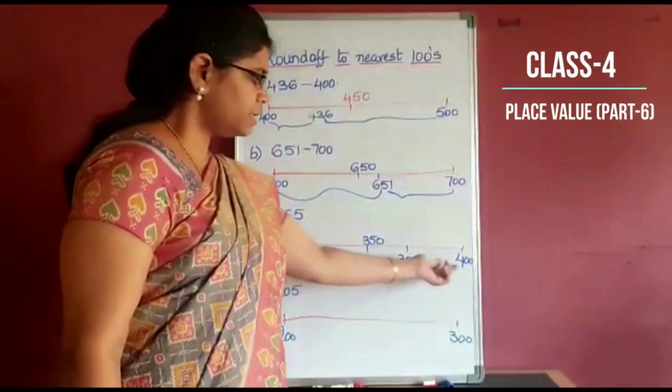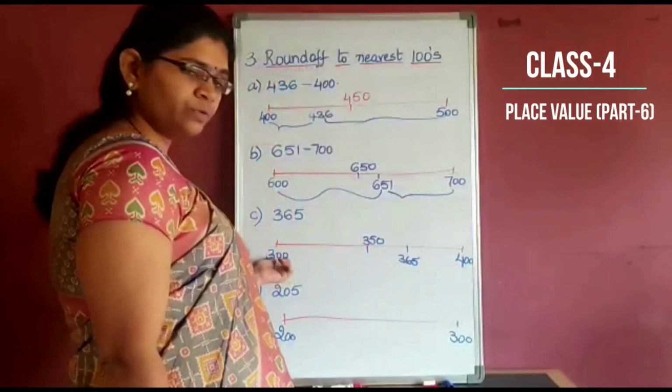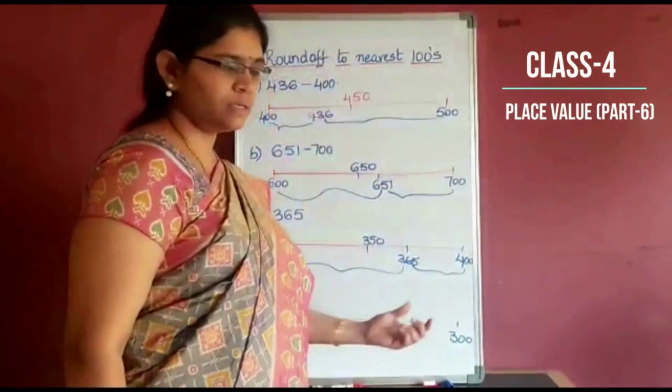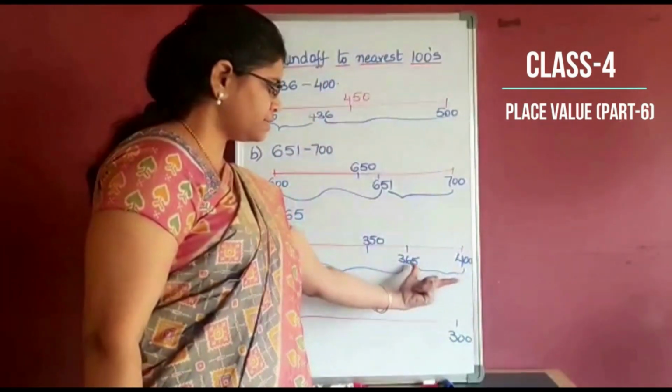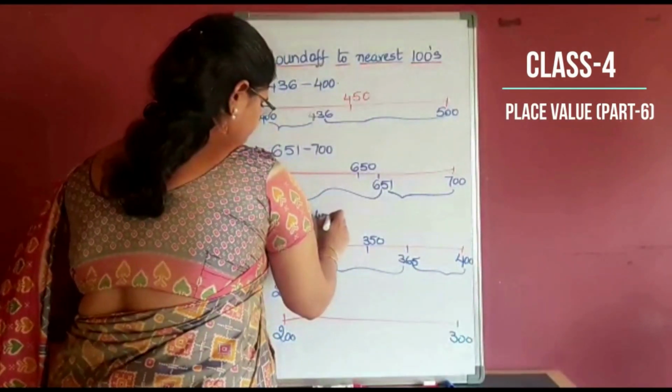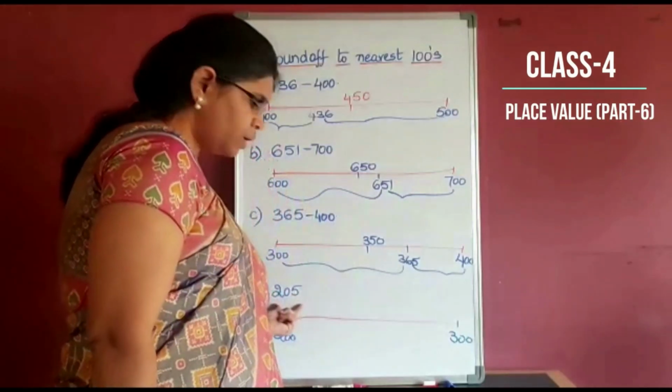Now this is nearing to 400 or this is nearing to 300? This is the shorter distance, children, or this is the shorter distance? This one, isn't it? 365 is rounded off to 400. Now see the next one.